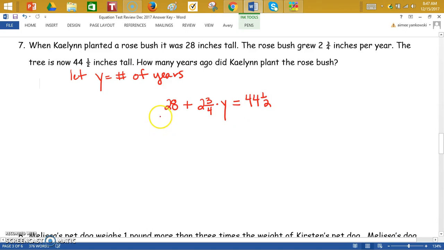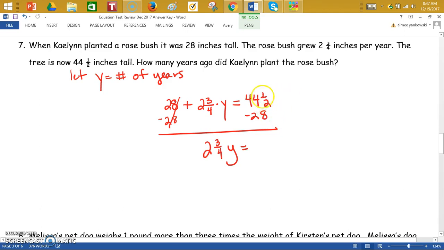So I'm just going to solve this two-step equation. I'm going to subtract 28 on both sides. And I'll have 2 3/4 y equals 44.5 minus 28.